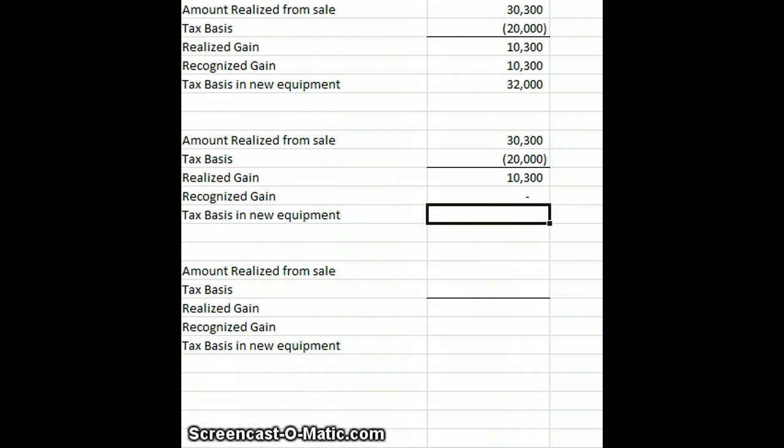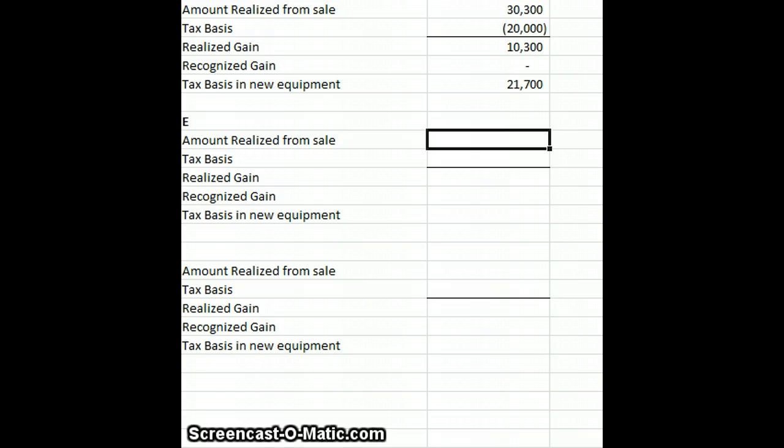My recognized gain is zero. My tax basis in my new equipment is going to be my original $20,000 plus the $1,700 of boot that I had to pay. So my new tax basis in that new asset is going to be $21,700. So we deferred some of that gain.